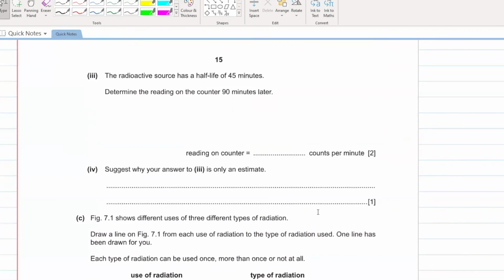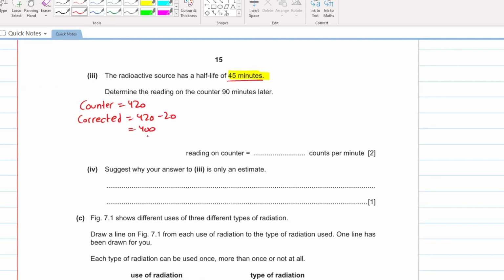Let's further move ahead. The radioactive source has a half life of 45 minutes. Determine the reading on the counter 90 minutes later. Now, this is a beautiful question. Just focus. Currently, the counter is showing a reading of 420. But this is not the correct reading. The correct reading is 420 minus 20, that is 400.